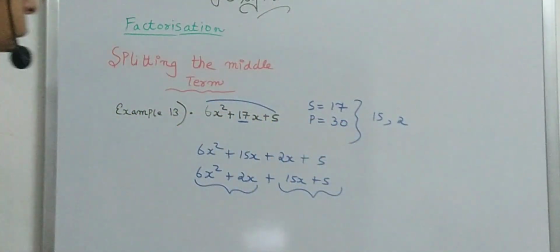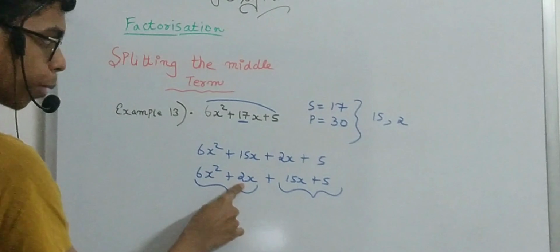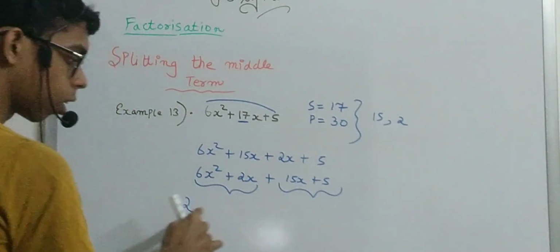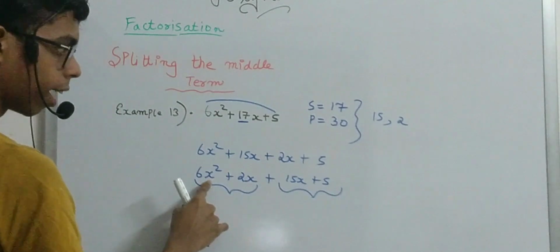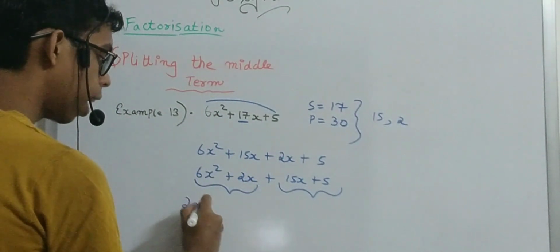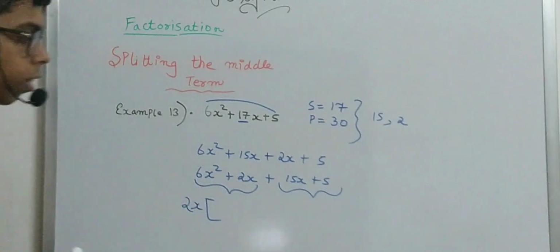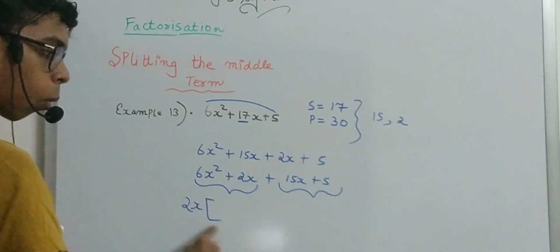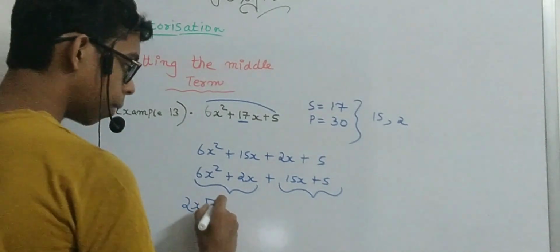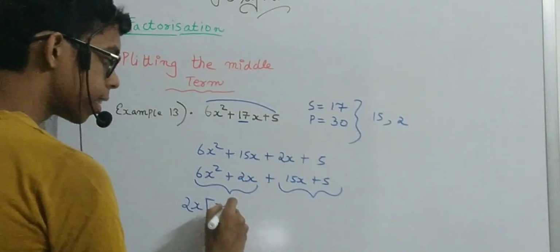So when you take common, we know that if I take 2 common out, I am taking 2 as common, and from here we have an x square and an x. So from here we can also take x common. When I say common, we have to open a bracket. So we know 2 into what is 6? 3. And the x is left behind.